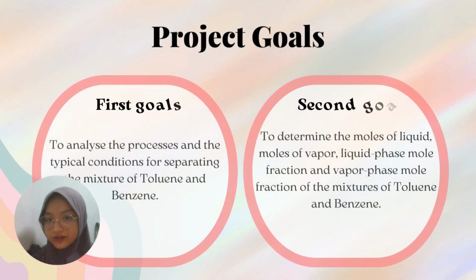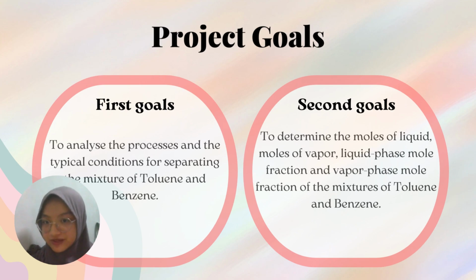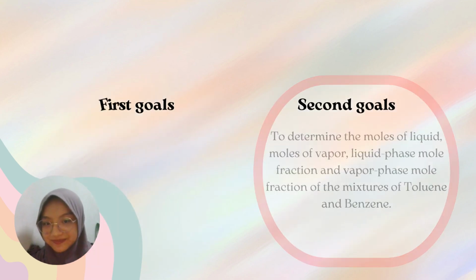So our goal for this project is to analyze the process and the typical conditions for separating the mixture of toluene and benzene. And the second goal is to determine the moles of liquid, moles of vapor, liquid phase mole fraction, and vapor phase mole fraction of the mixture of toluene and benzene.